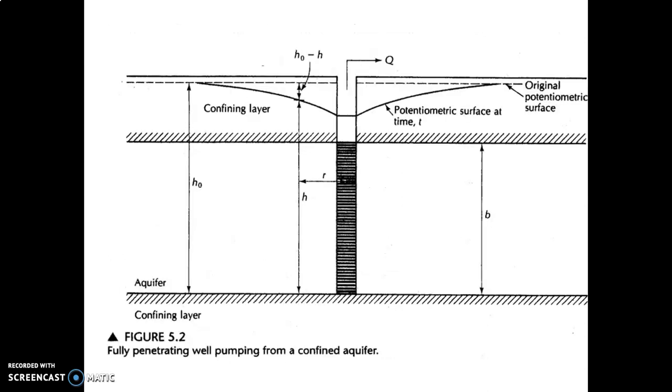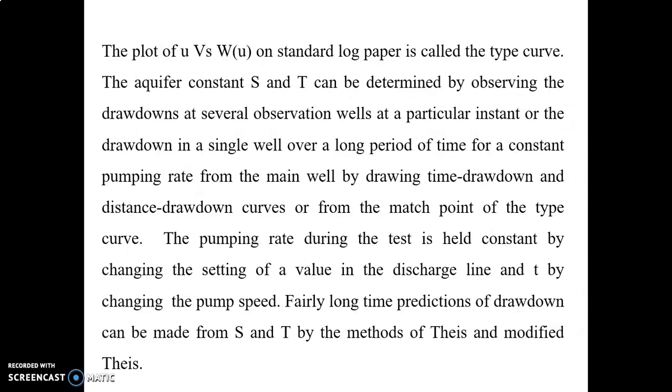So the image shows here a confined aquifer. A well penetrates the confining layer, and the full depth of the well is in the aquifer, which yields the water. At the beginning, the original water level in the well is marked as the original potentiometric surface. As the pumping started, the water level in the well starts going down, which may be called the drawdown, which is given in the equation.